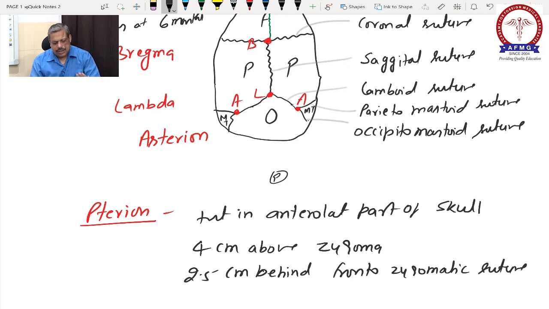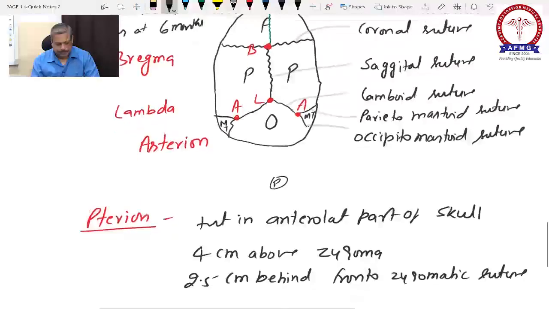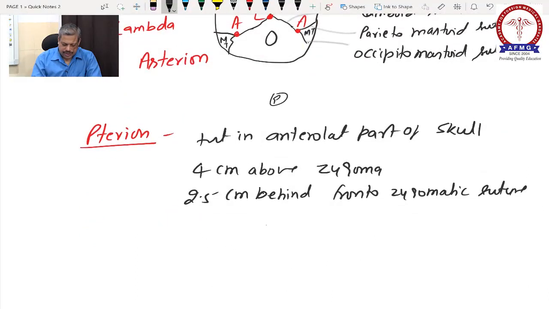Clear? So these are the 4 important points: bregma, lambda, asterion, and pterion. I am mentioning it because it is a very important point. So again, at the pterion: frontal bone, parietal bone, temporal bone, and greater wing of sphenoid.